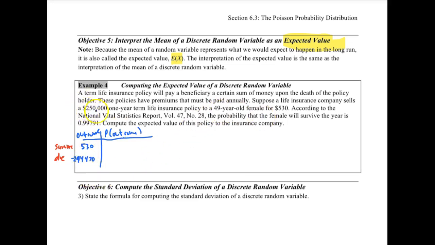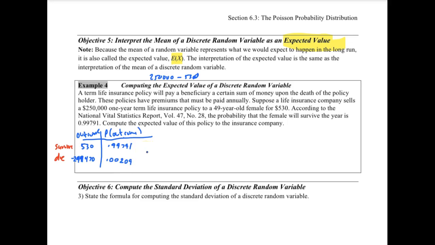Where do I get that number again? I just did 250,000. This is what the insurance company is going to lose, but they ended up getting your 530. So they end up losing 249,470. And how often do you survive? Well, we have the data. You survive 99.791% of the time, which then means that you die 0.00209% of the time. And so there's our setup.